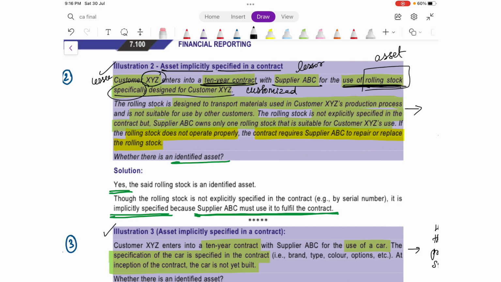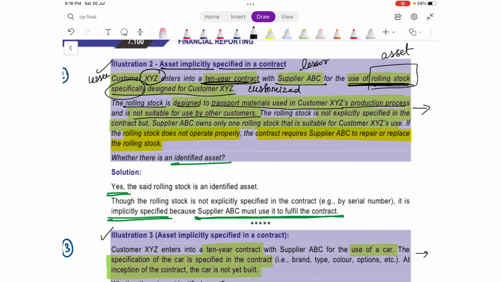Then they are telling us that the rolling stock is designed to transport materials used in XYZ's production process and is not suitable for any other customer. So this asset, which is given on lease to customer XYZ and specifically designed for XYZ, cannot be used by another customer. This is not suitable for other customers. Here, in the contract, it is not explicitly specified. They have not explicitly specified that this is the rolling stock that they are going to give. But supplier ABC owns only one rolling stock. So one, the asset is customized. Number 2, it is a single asset. So here it is a single asset only.